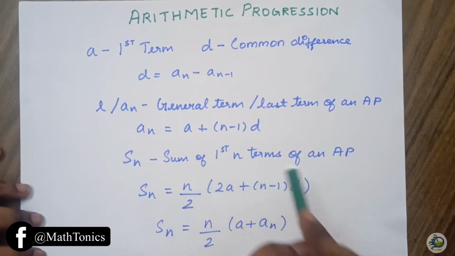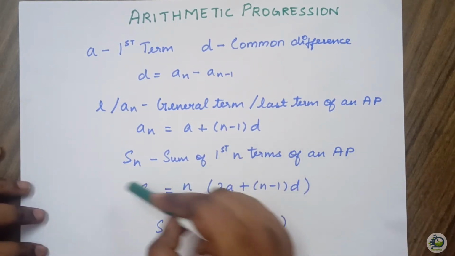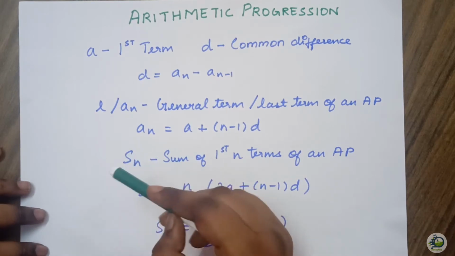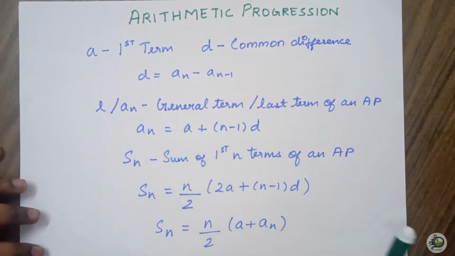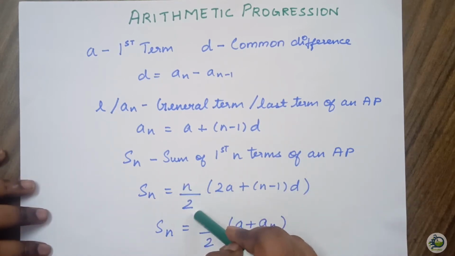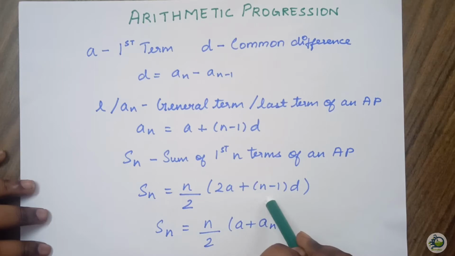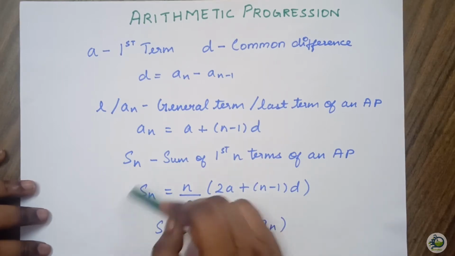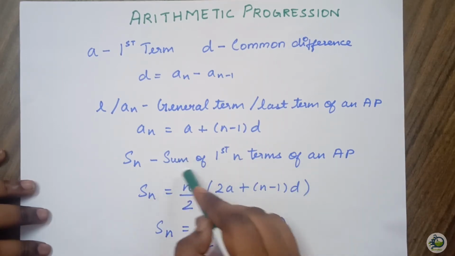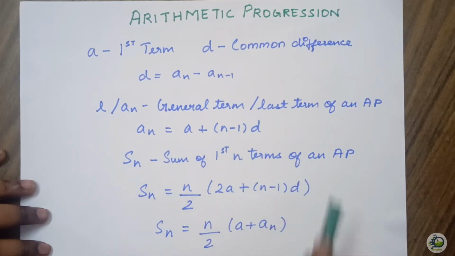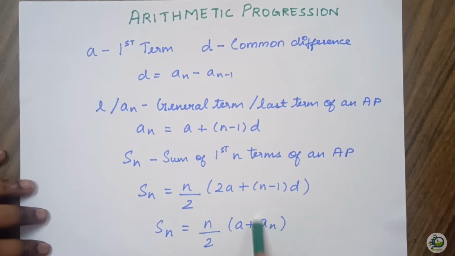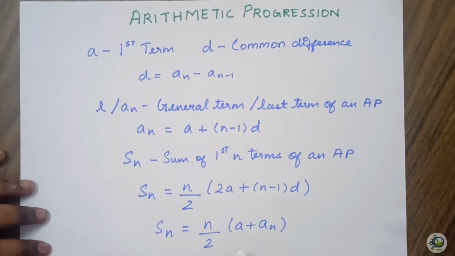Next is the sum of n terms formula, represented as Sn. The formula to find the sum of the first n terms of an AP is n by 2 into 2a plus n minus 1 into d. So with this formula we can find the sum of the first n terms of an AP. Sn can also be written as Sn is equal to n by 2 into a plus an, where an is nothing but the last term of the series.